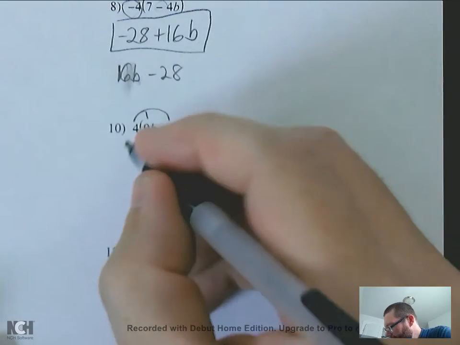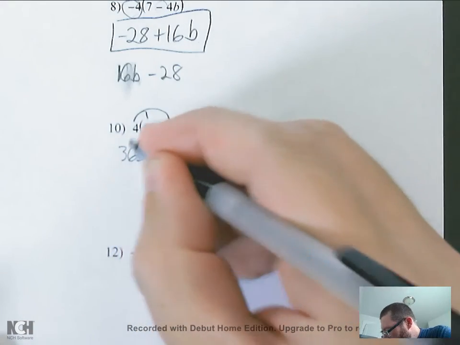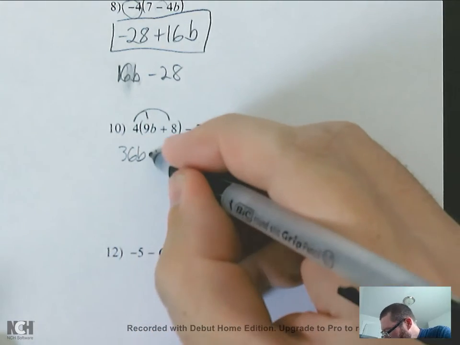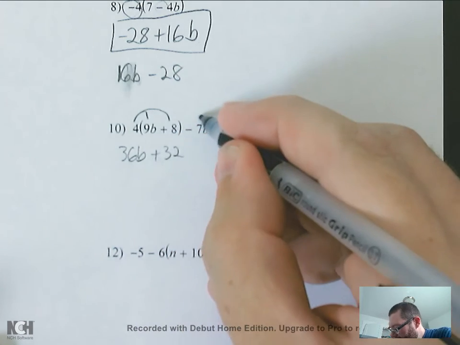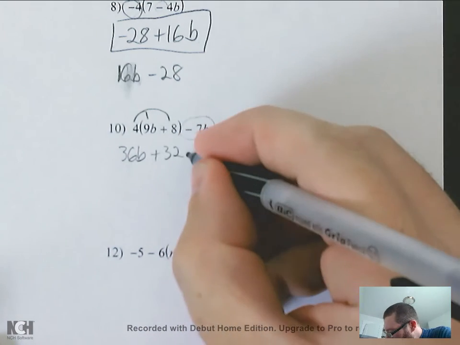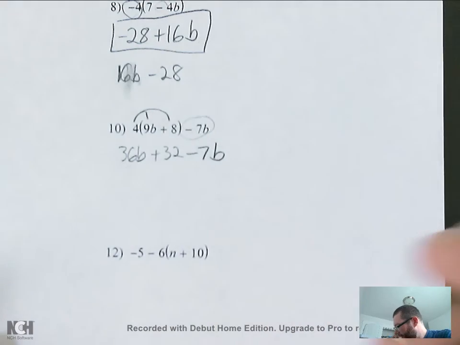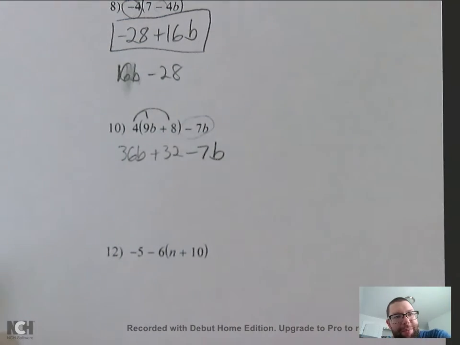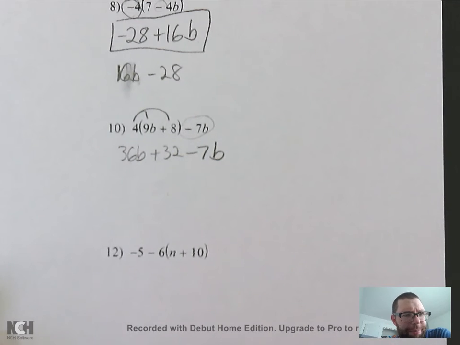So 4 times 9 is 36b, and then 4 times 8 is 32, and then I've still got that minus 7b there. It is still there. It did not magically disappear like sometimes happens when we're doing math, right? Guys, I've never had numbers magically disappear when you're doing your work, right? That doesn't happen. Okay.